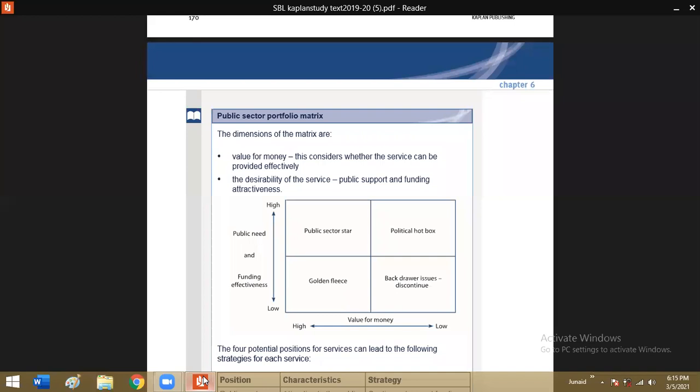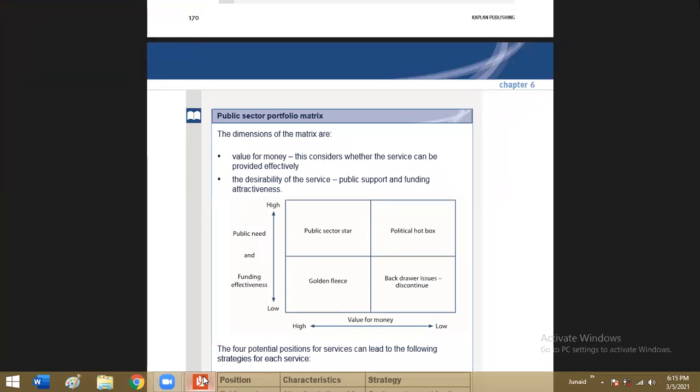Now, public sector portfolio matrix. What is public sector portfolio matrix? There are two dimensions on the public sector portfolio. One is value for money, because you are providing services, so value for money matters a lot. Value for money basically means, as I told you before, the three E's: economy, efficiency, and effectiveness. This matters a lot. If we say that that product or that service is value for money, I say that it is economical, efficient, and effective.